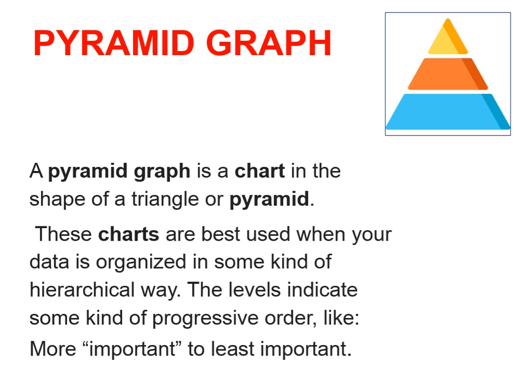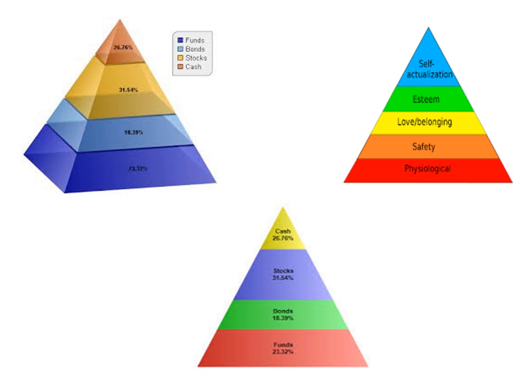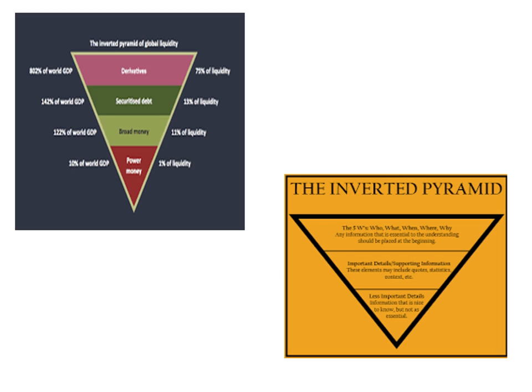Next, we are going to learn about the pyramid. A pyramid graph is a chart in the shape of a triangle or pyramid. These charts are best used when your data is organized in some kind of hierarchical way. The levels indicate some kind of progressive order, like more important to least important. These are all the examples for pyramid chart.